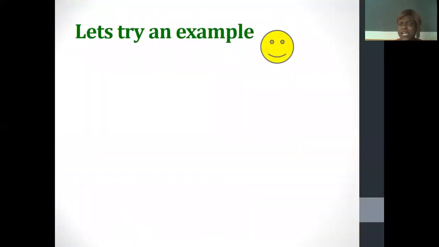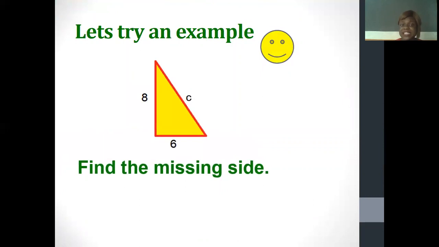Now, let's try an example. Find the missing side in this triangle here. Some people are already shouting, oh no, how are we going to do this? Oh no, mathematics is here again. How are we going to find C? What is A? What is B? What is C? Just take a deep breath and calm down. We are going to get it now. We have 8, 6, and C. Let's look at that now.